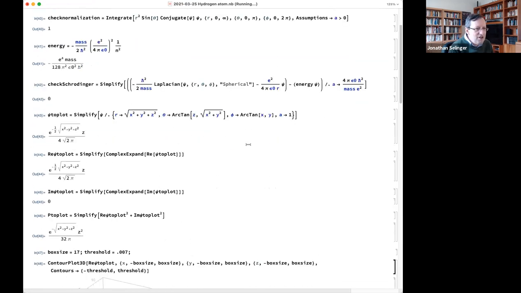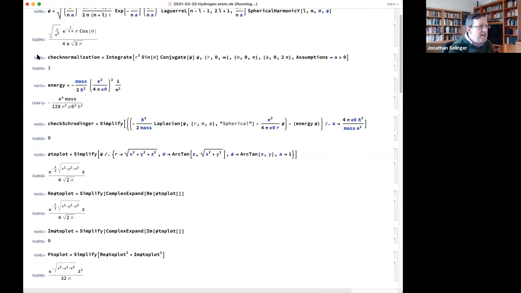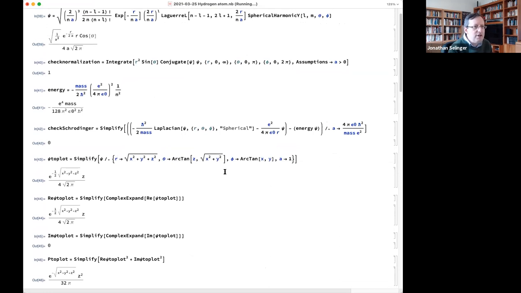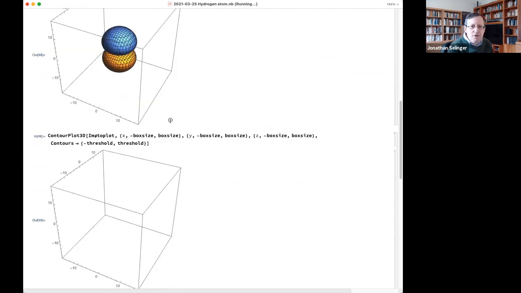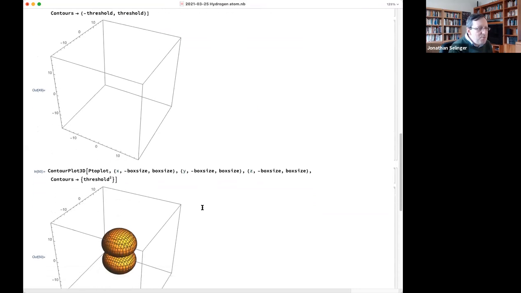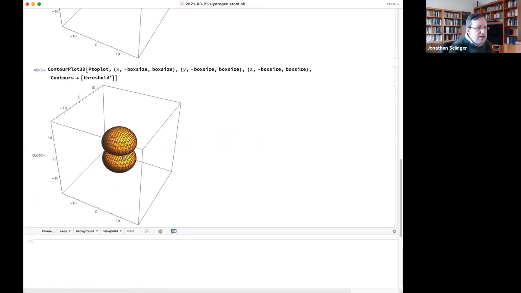And we can check it all again. So yes, normalized, yes, satisfies Schrodinger, and here's the plot, okay? Now you can see that the plot has these two lobes, okay? So there's a lobe where the wave function is negative real, and there's a lobe where the wave function is positive real. It's never imaginary. And then the probability density, that's the absolute value squared of the wave function. It looks like this, okay?